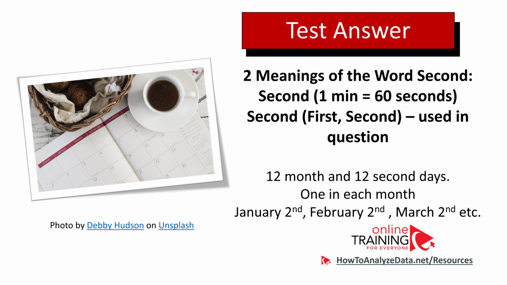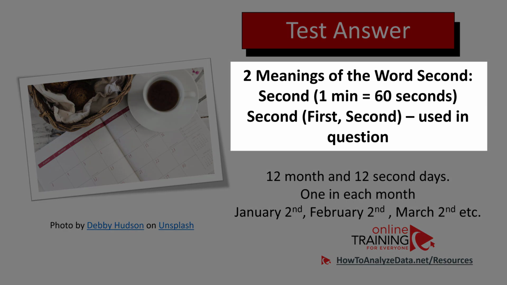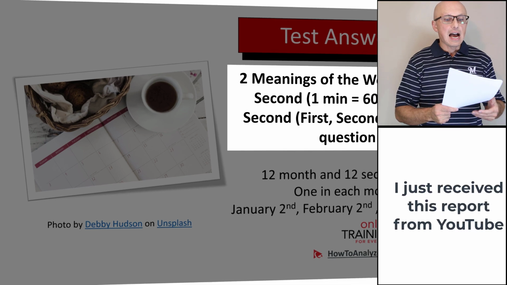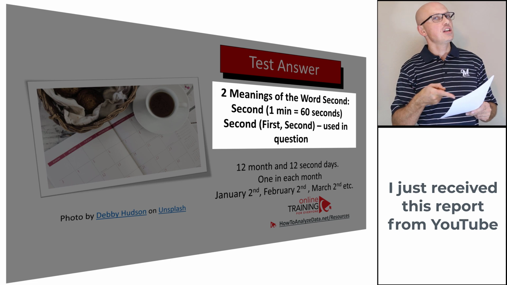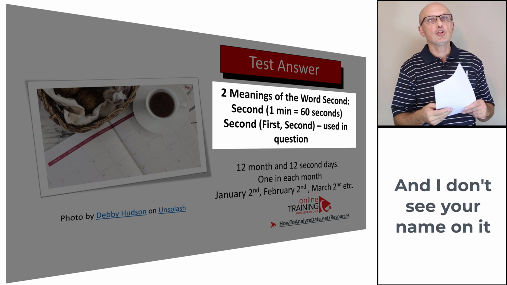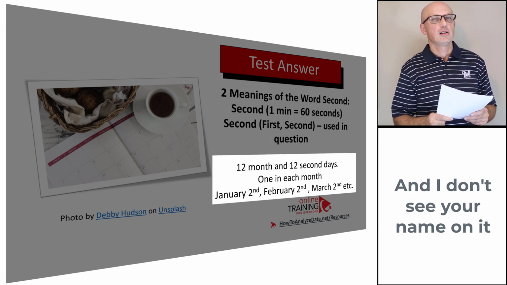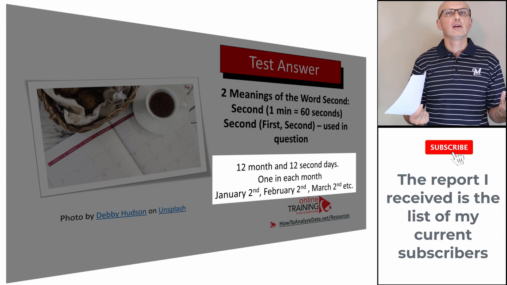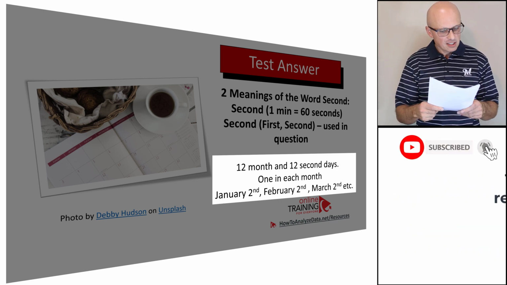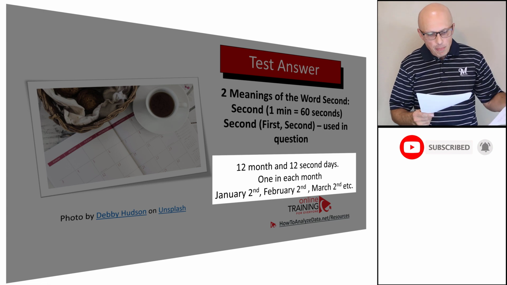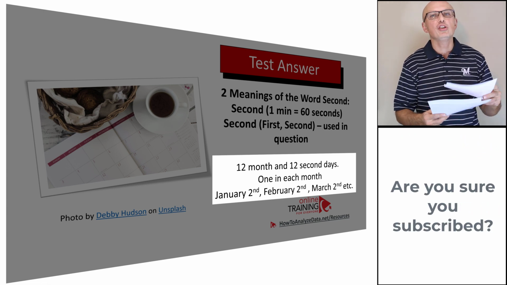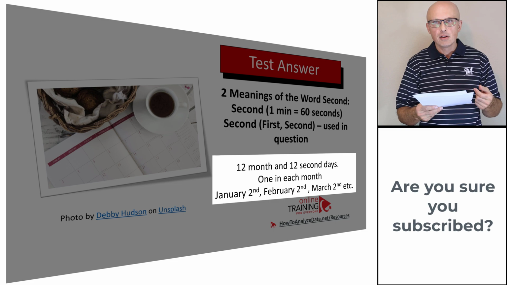Obviously, this is a tricky question, and it challenges your understanding of the word second. There are two meanings of the word second. One is second, for example, 1 minute has 60 seconds. But the other is second, where you have a sequence of first and second. And the second meaning of second is used in this particular question. So if we go back to the question, in a year there are 12 months, and there are 12 second days. 1 second day in each month. January 2nd, February 2nd, March 2nd, and so on.